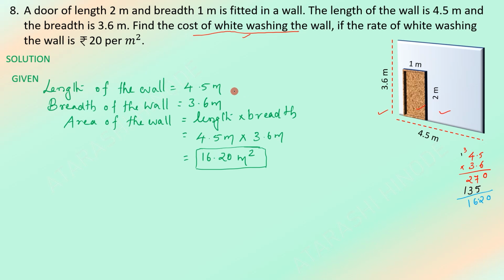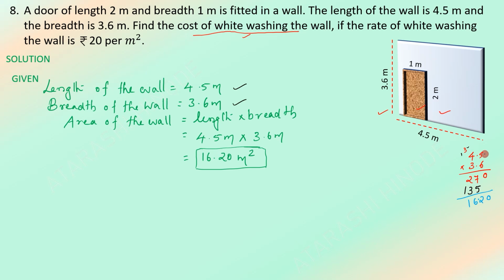Here length of the wall is 4.5 meter, breadth is 3.6 meter. Area of the wall equal to length into breadth, that is 4.5 meter into 3.6 meter. So when we multiply 4.5 into 3.6, that is 6 5s are 30. So here 3, then 6 4s are 24, 24 plus 3, 27. 3 5s are 15, then carry over 1, 3 4s are 12, 12 plus 1, 13. So adding, we will get 1620.